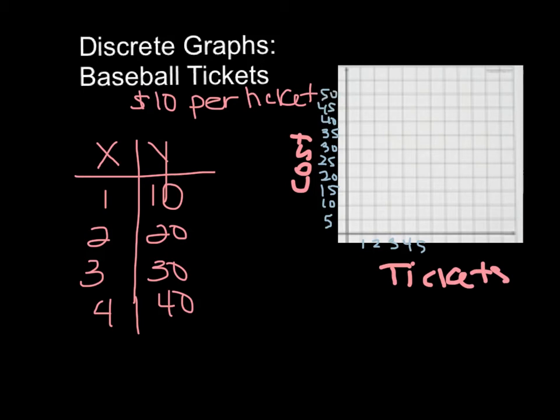So one ticket, we said, was $10, and 2 tickets is 20, 3 is 30, and you can see what's going to happen here. It makes a nice straight line. It's a consistent pattern. It is a linear function, but you don't necessarily have to make the line because you wouldn't ever find the cost of 1.5 tickets. This is an example of a discrete graph with distinct isolated points.